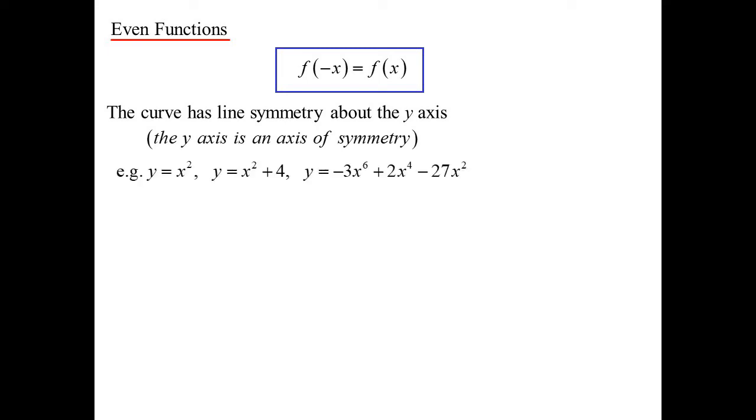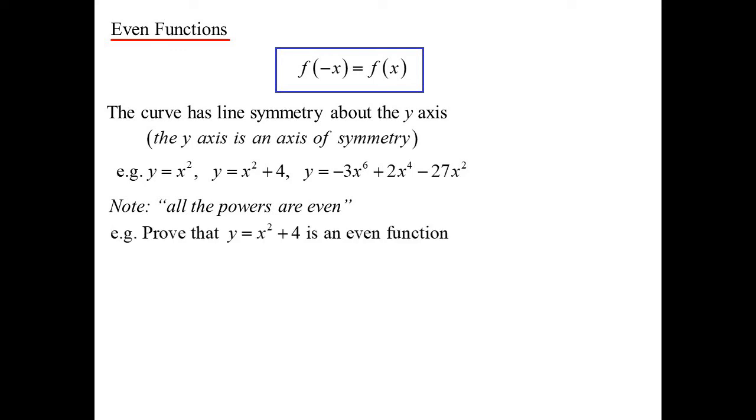Some examples. So there's our parabola. x squared plus 4 would be one, and -3x to the power of 6 plus 2x to the power of 4 minus 27x squared would be another. In fact, all the powers are even. And for the sake of that definition, all the powers are even, we consider 0 to be an even number. So constants would be like x to the power of 0. So that's okay.